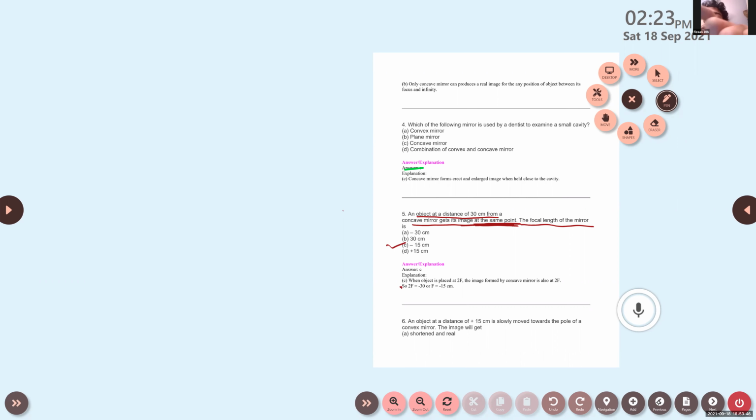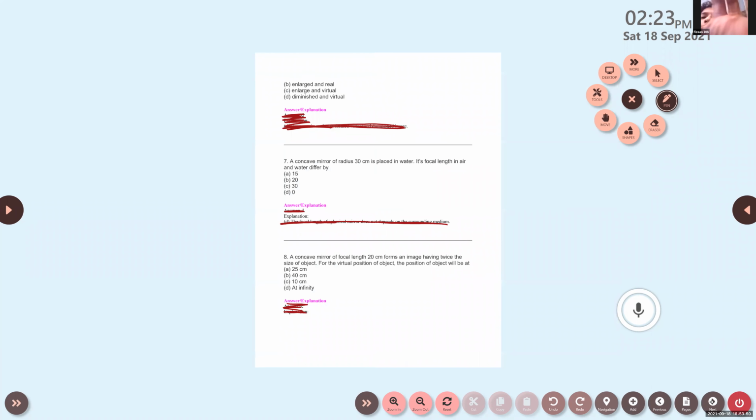Can you show the points? Virtual and diminished. Why? What is the reason? Because they are moving the object slowly towards the pole. Convex mirror always forms a virtual and diminished image. Yes, very good.